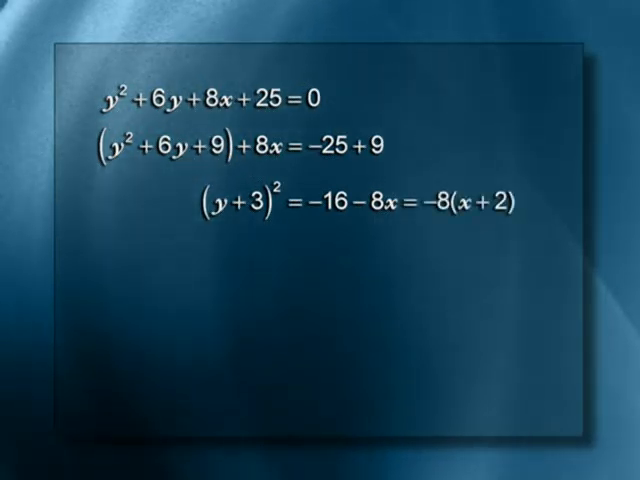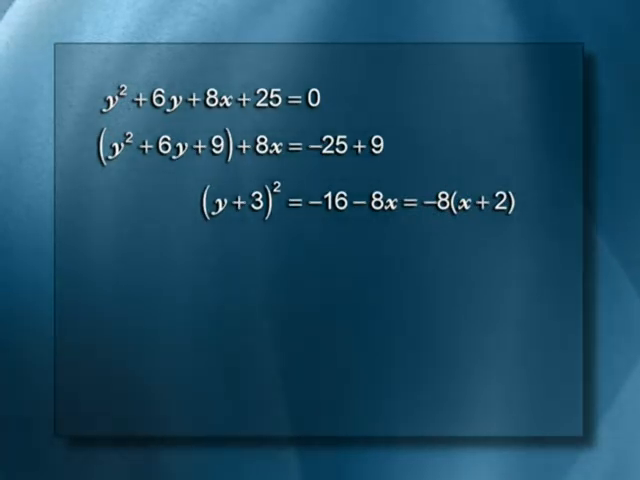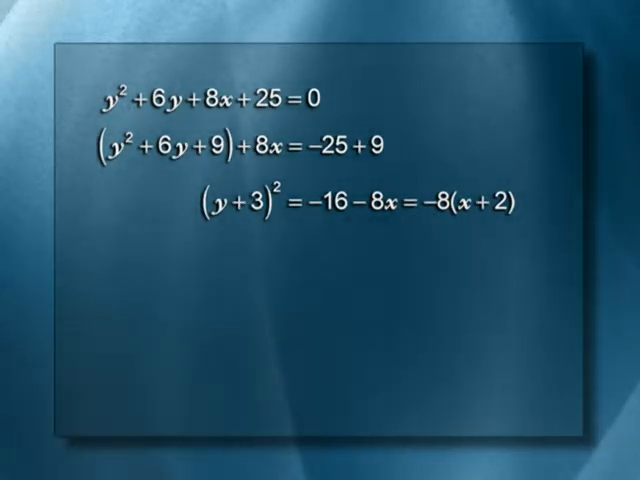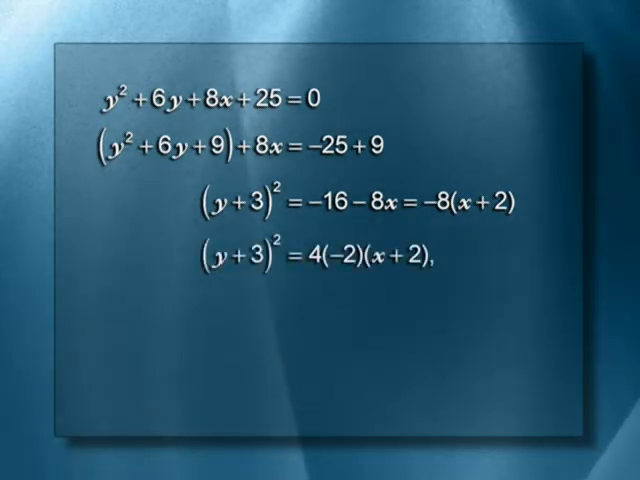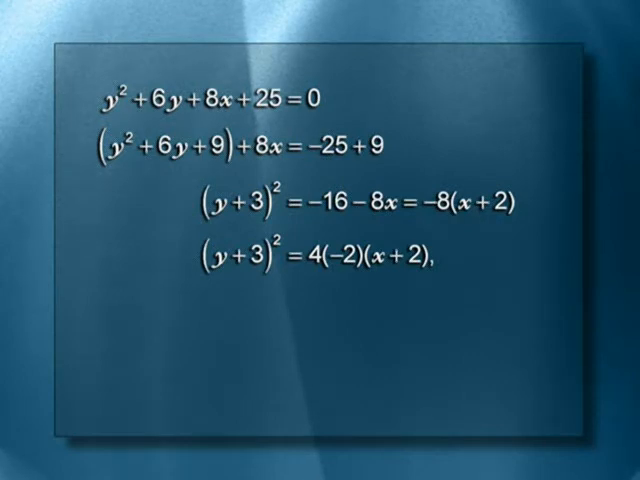First, factor out minus 8 out of the right-hand side, and you get minus 8 times x plus 2. And now do another factorization. Take out the 4, because we need a 4. So now it's y plus 3 squared equals 4 times minus 2 times the quantity x plus 2. That's a standard equation of a parabola. Let's read off the information of this standard equation.